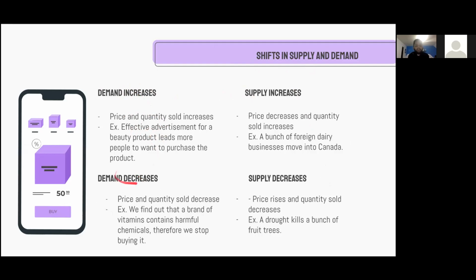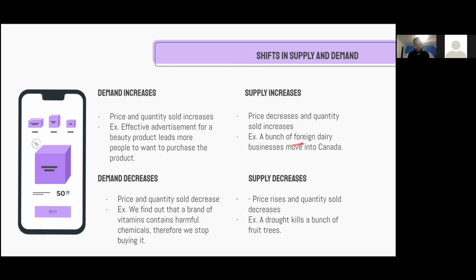There might be demand decreases, right? This might exist in a situation where, what if we find out that a brand of vitamins contains harmful chemicals? I would bet that a lot of people wouldn't want to buy it to the same extent as before, right? So the demand would dramatically go down. There are also things that can impact supply that are not directly related to price, right? So a supply increase might happen in a specific market.